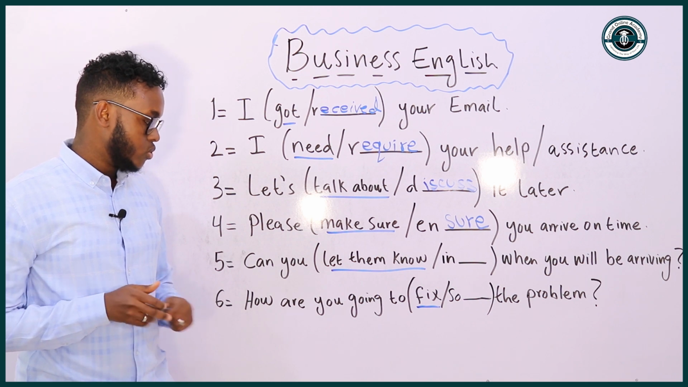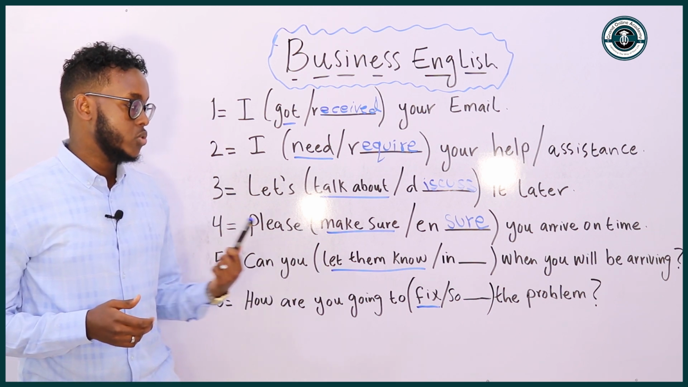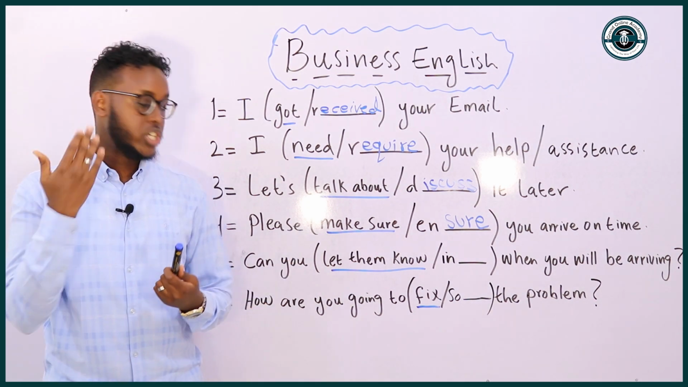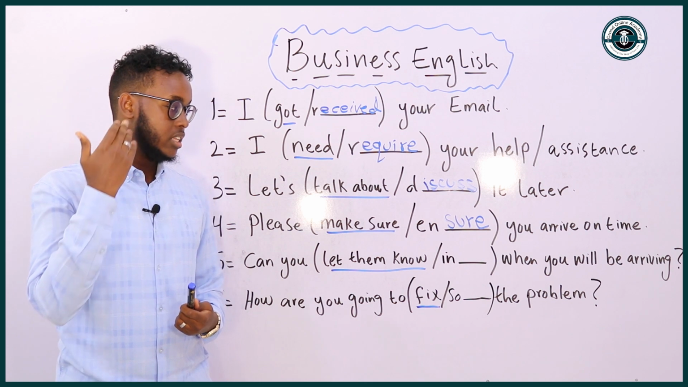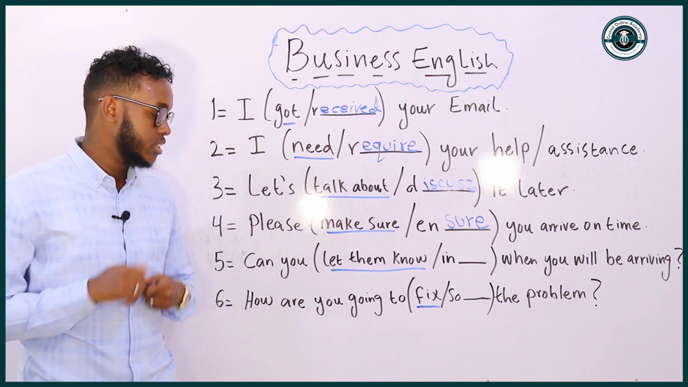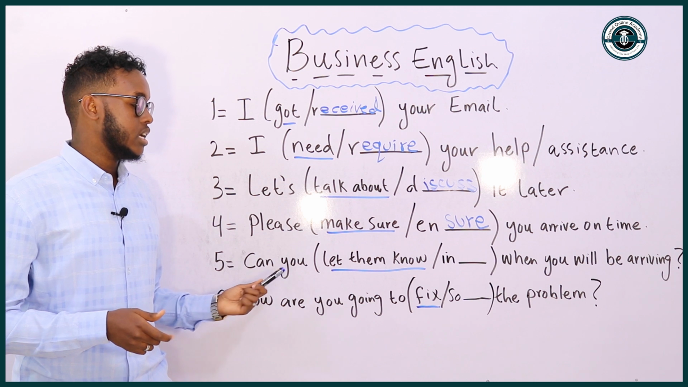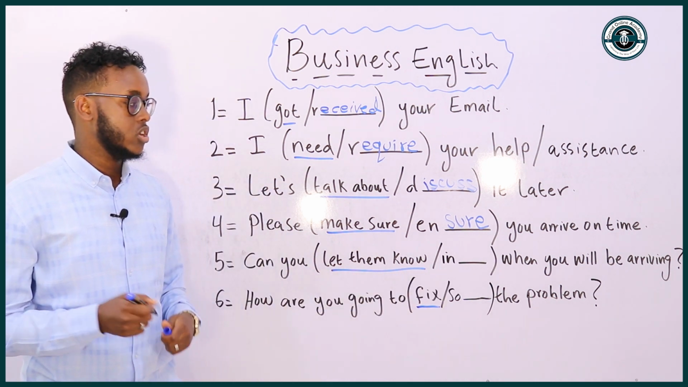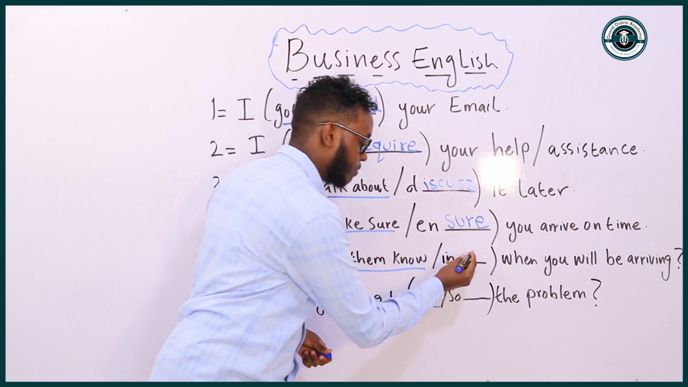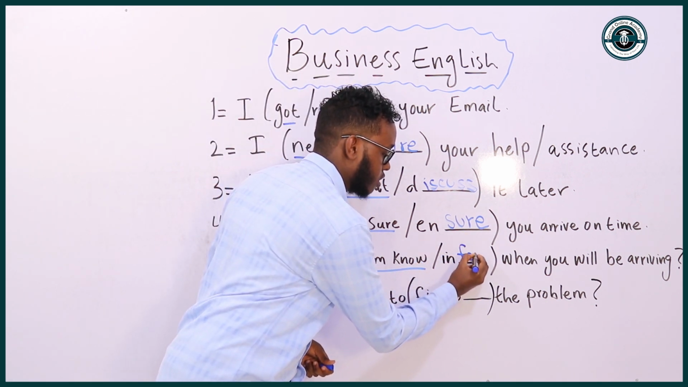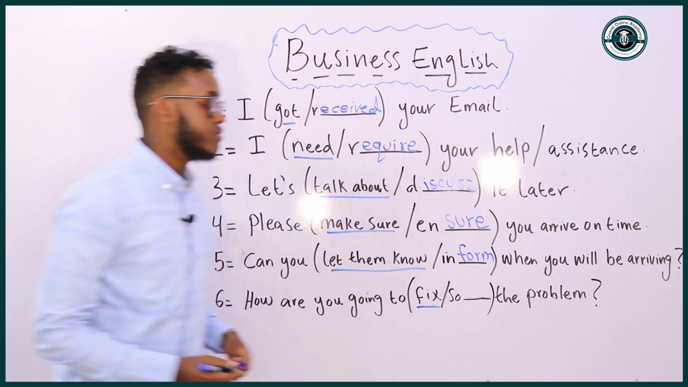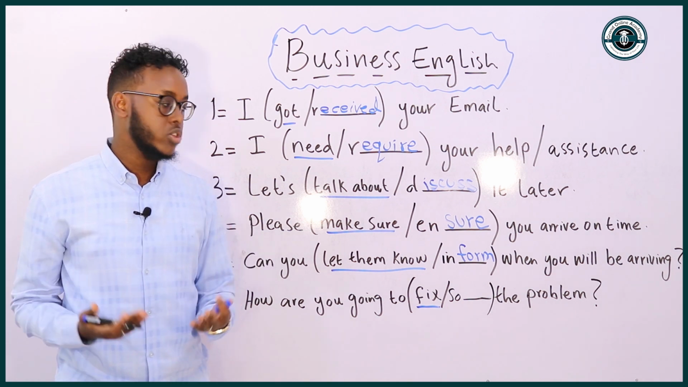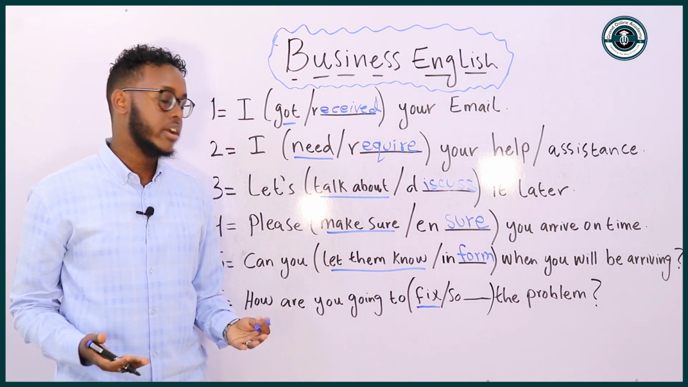Okay, example number 5. Can you let them know when you will be arriving? For example, can you let them know when you'll be arriving? You'll be saying, can you inform them when you will be arriving? Or maybe can you tell them when you'll be arriving? Can you let them know when you'll be arriving? They're all the same.